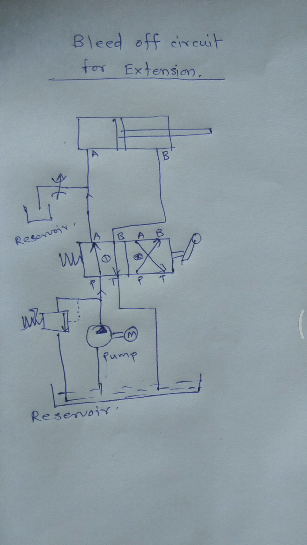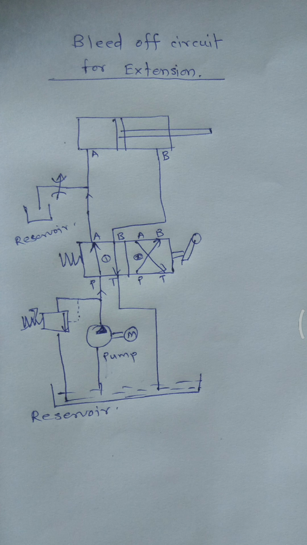If there is a load on the rod side, then what will happen? The pressure inside the A side increases. This increase in pressure causes some fluid to be bypassed through a meter flow control valve. The flow control valve is attached parallel to the A to A line, and some fluid is bypassed. Because of this bypassed fluid, the speed of extension is controlled. That is why it is called the bleed-off circuit for the extension.